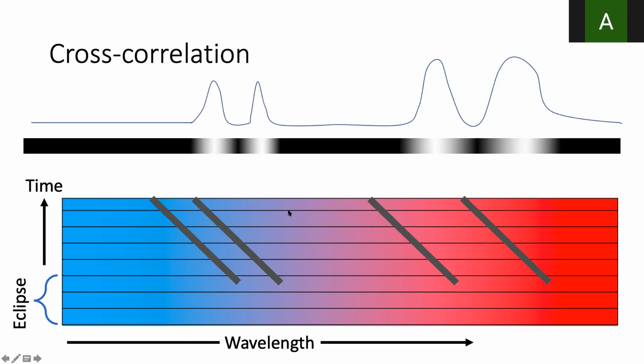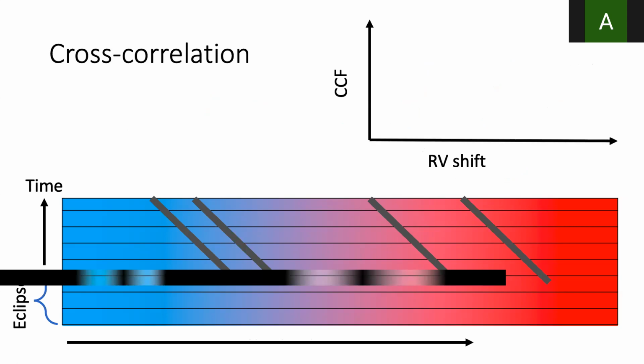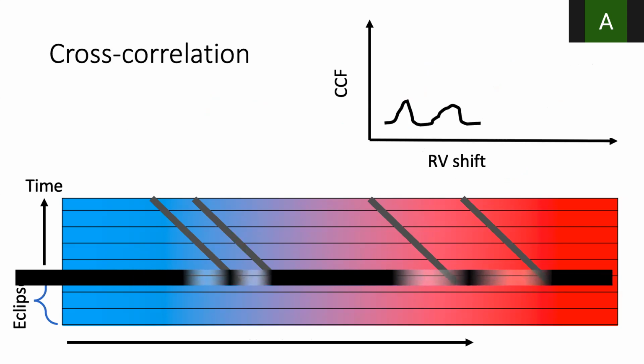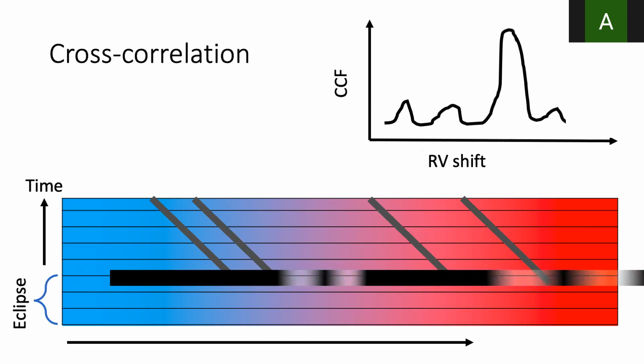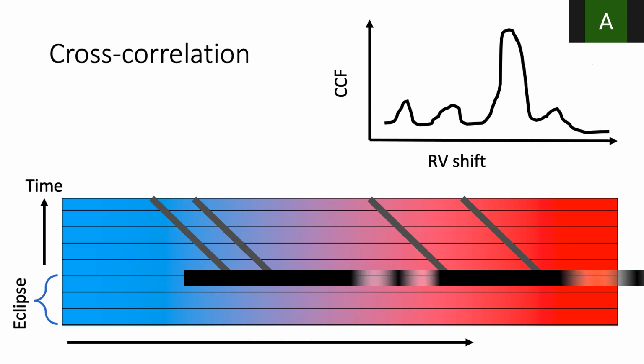And how do we extract it? We use a template of the planet spectrum, to look like that in color, if you want. And we shift it at different radial velocities, and you get a cross-correlation function like that, with a peak at the good radial velocity. So you get some noise, but the strongest peak should be at the radial velocity of the system.